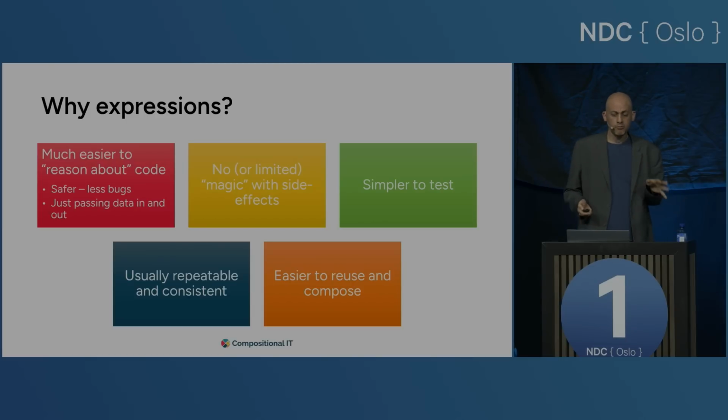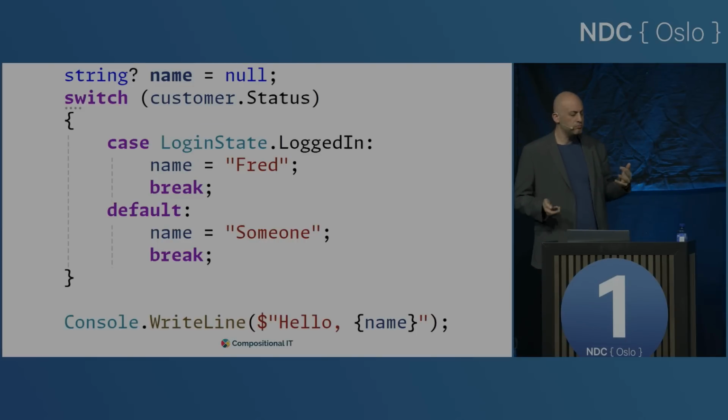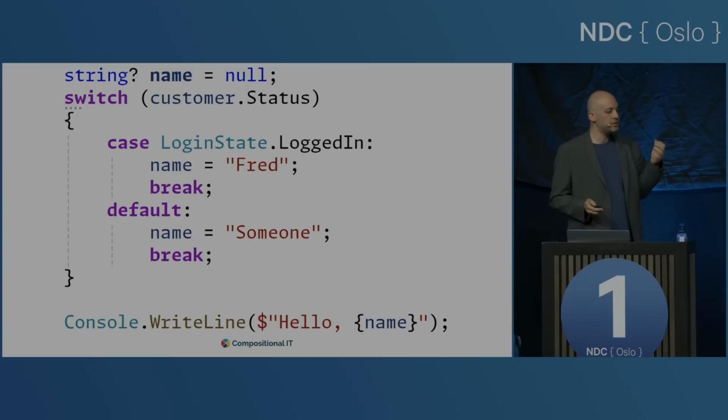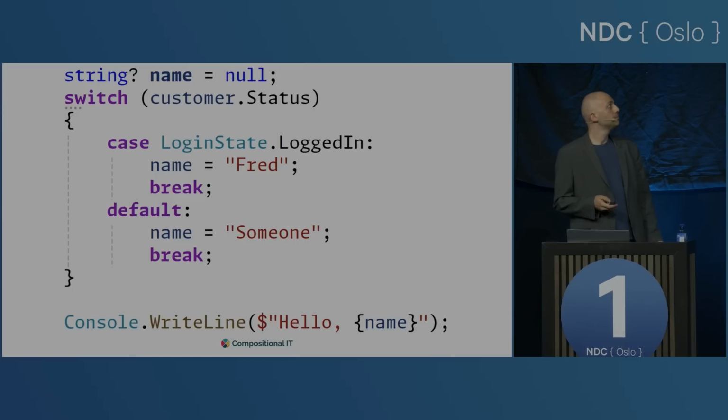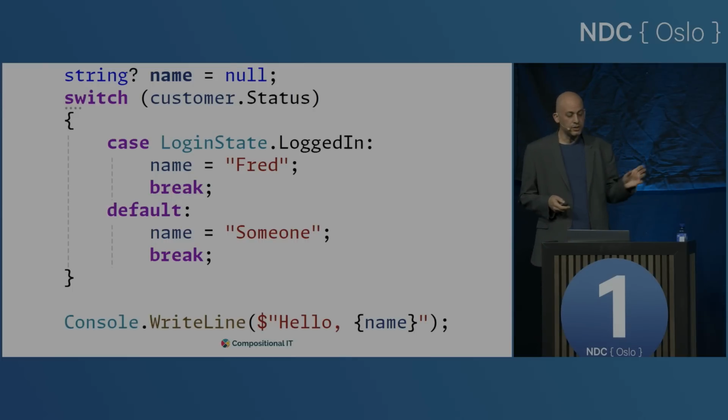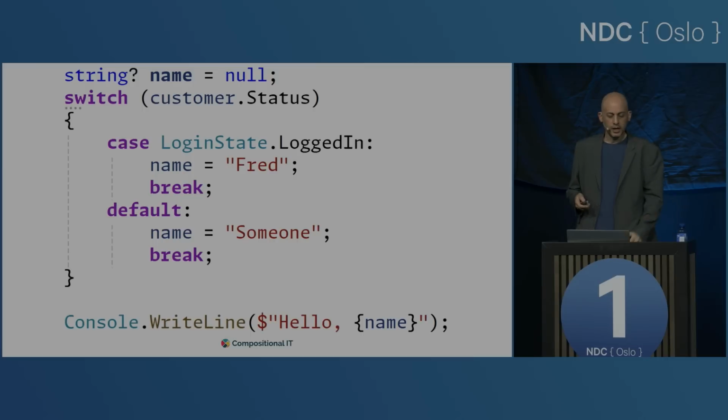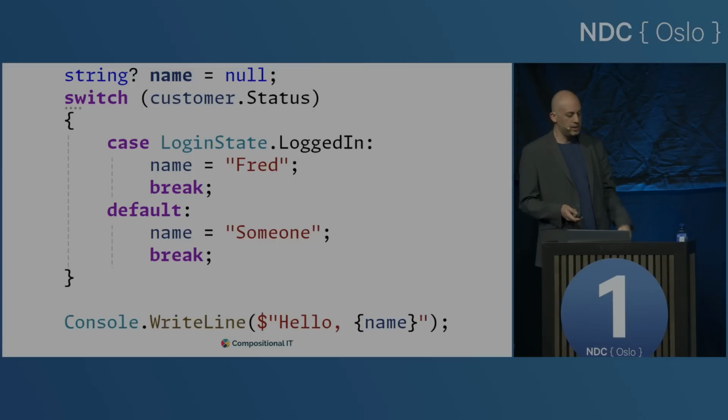And I've just put together a really simple example. It's a bit of a straw man, but hopefully you can see what I'm talking about here. So this is some code that will basically take in a customer, and it's going to look at the status of the customer, their logged in state. And if they're logged in, we're going to set the name to Fred. Otherwise, we're going to set it to someone. And then at the very bottom, we're going to print out hello, Fred.